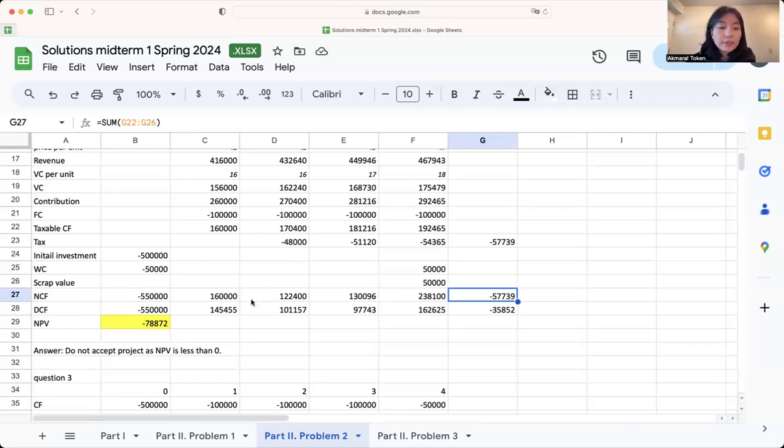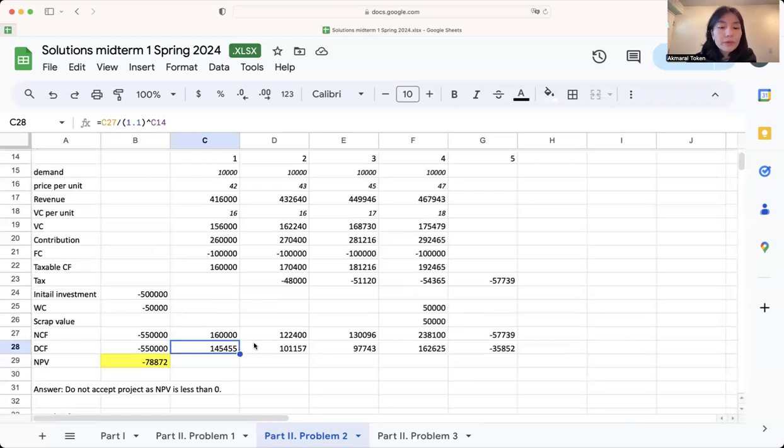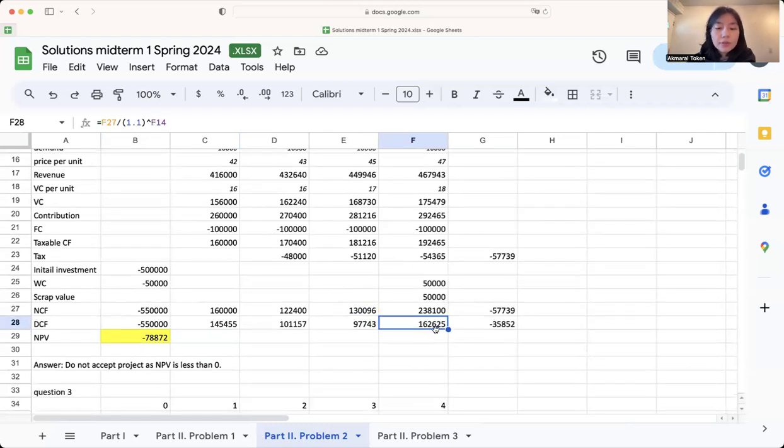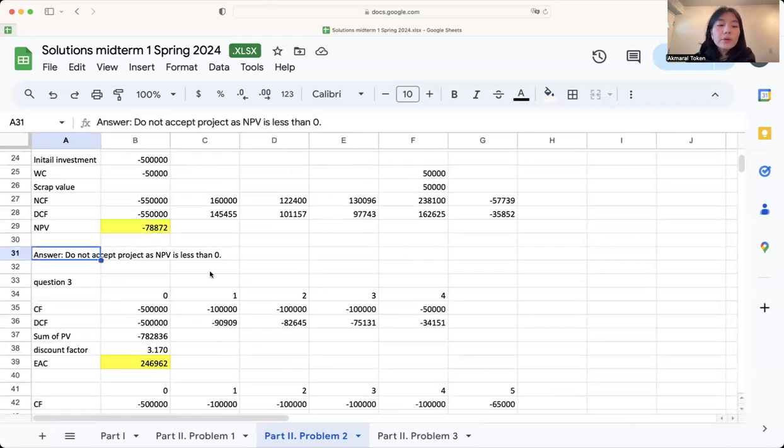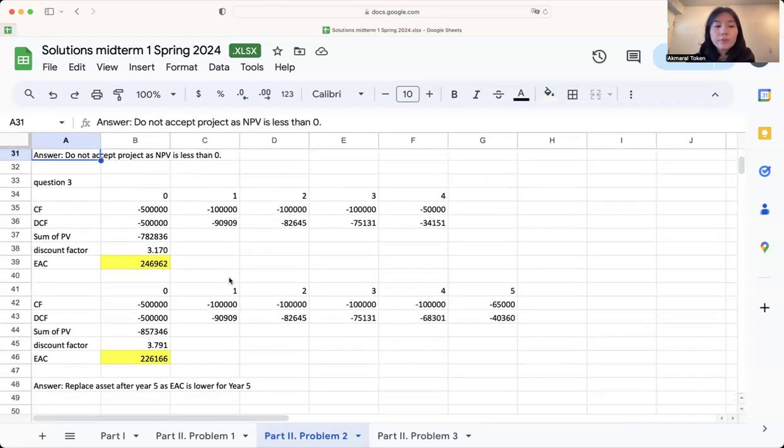So the number is negative. And discounted cash flow is just this net cash flow divided by 1.1 to the power of 1 for the first year, the power of 2 for the second year cash flow, and the power of 3 for the third year of operations, and same for the fourth and fifth years. So the NPV is the sum of all discounted cash flows, which gives us minus $78,800. So the number is negative, which means that we don't accept the project because NPV is less than 0.